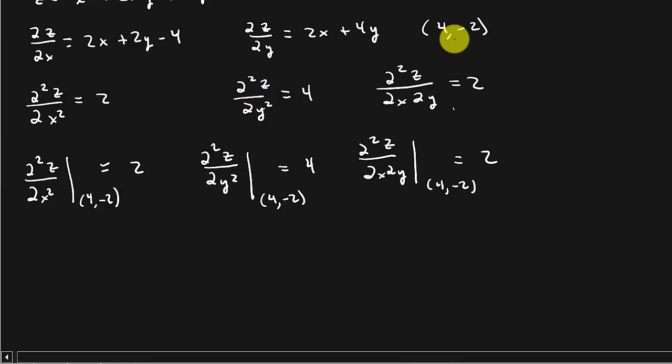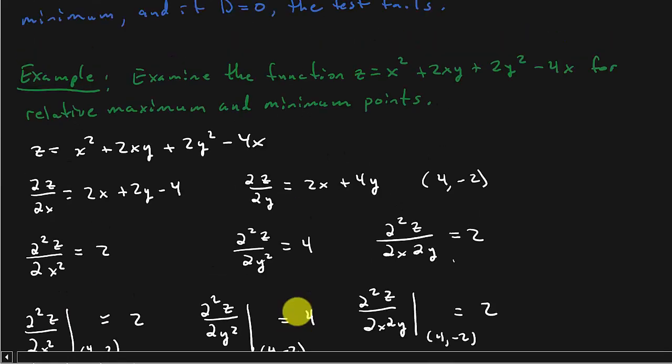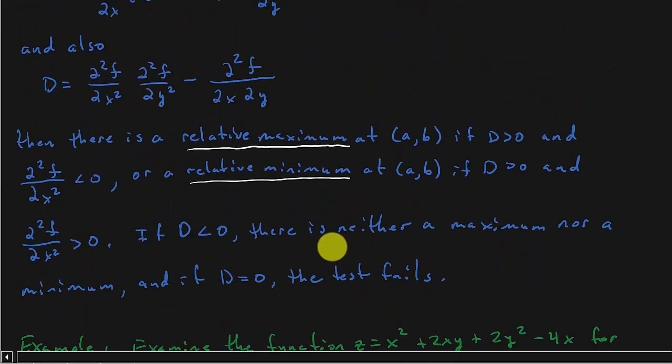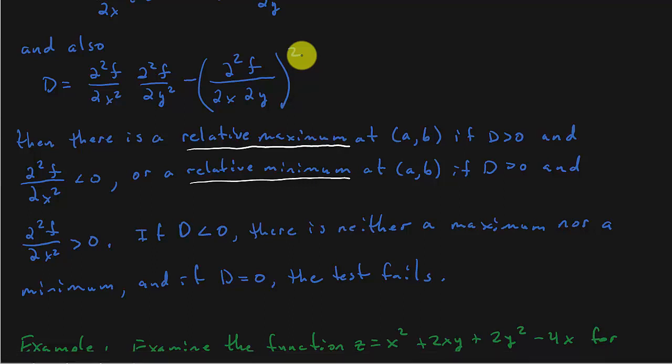All right, now we can figure out what D is. So D, remember, D is equal to the second partial with respect to x times the second partial with respect to y, and then minus the second partial of f with respect to x and then with respect to y. And I wrote the formula down wrong. I just noticed that. This should be squared. Sorry about that.